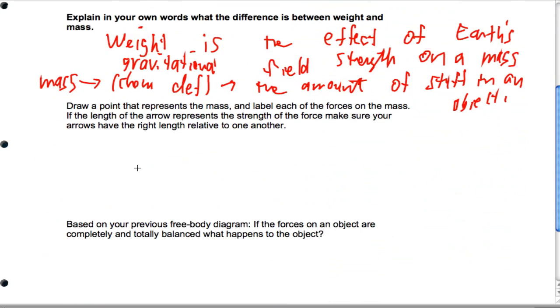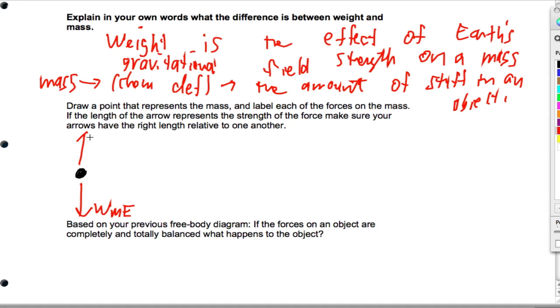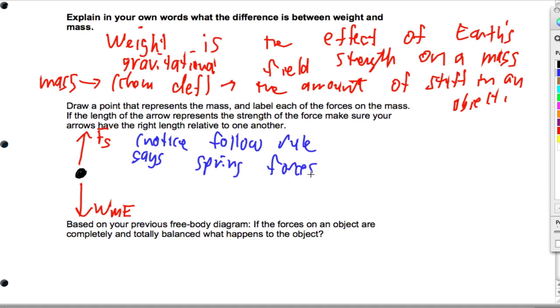So now, if we were to draw this mass and label the forces, we've learned 3 types of force here. So it would actually look like this. We draw a point mass for the object. So if we were going to label one of these masses and draw the forces, what would we have? We would have the weight on the mass going down, and we had a spring scale. And what that means is that there is a spring force from the spring scale on the object. Notice I follow the rule that says spring forces are away from the mass.